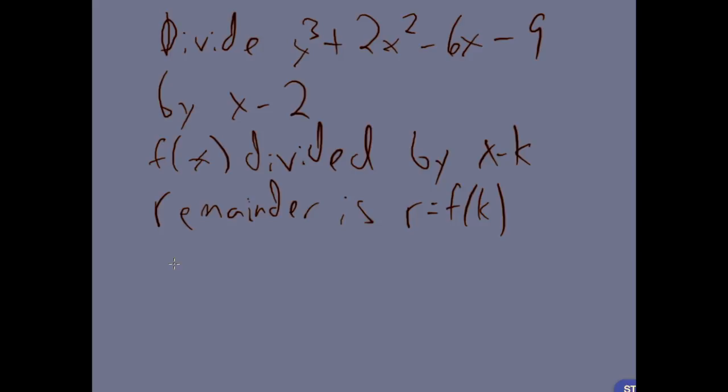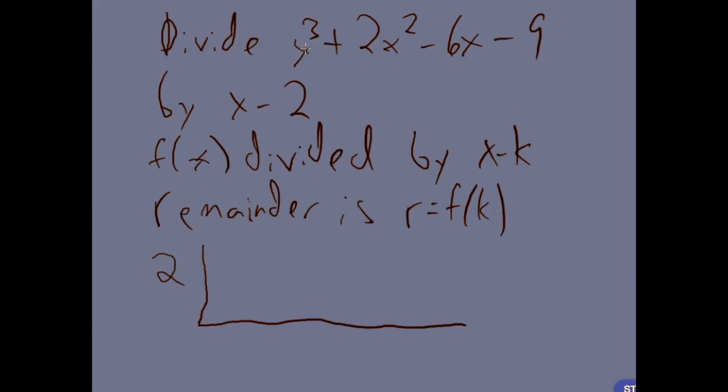So what we do is, see how it's x minus k? So that's why we take the opposite of negative 2, right? So that minus a negative makes this a positive 2 that we'll put into the synthetic division, okay? This is how you write it up.